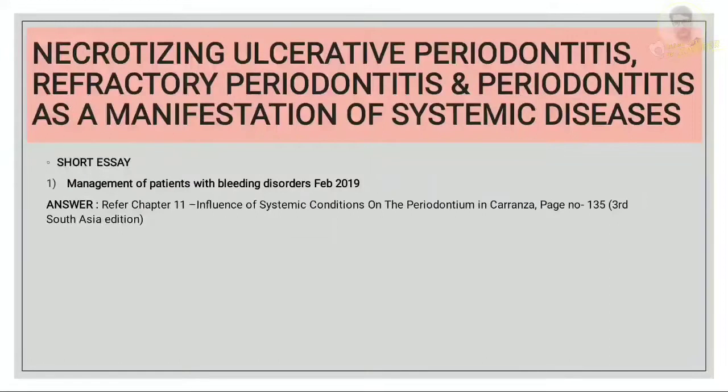Coming to the next chapter, that is necrotizing ulcerative periodontitis, refractory periodontitis and periodontitis as a manifestation of systemic disease. The first question, management of patient with bleeding disorder. So for that refer chapter 11, influence of systemic condition on the periodontium, page number 135. So in that you have to mention about the neutrophil disorders, the neutropenia and also agranulocytosis, etc. About the leukemia, please never forget to mention about the leukemia.